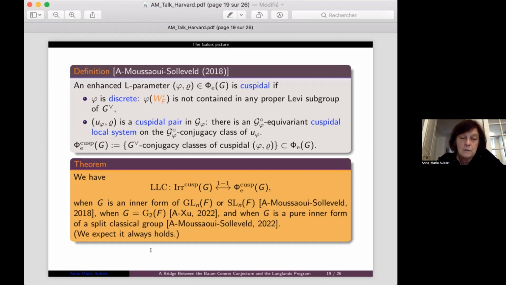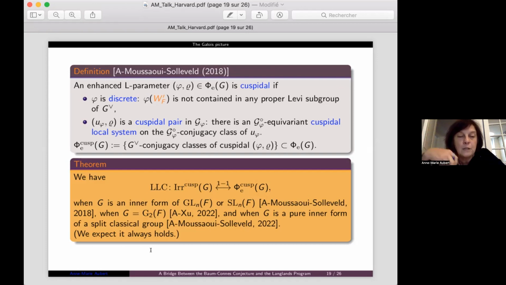And cuspidality cannot be defined only at the level of a parameter because there exists, starting from SP4 or G2, this packet that we like to call a mixed packet, in which we have at the same time supercuspidal and non-supercuspidal representations. So the notion of cuspidality on the Galois side is something which depends not only on the parameter, but also on the enhancement. So the definition is the following.